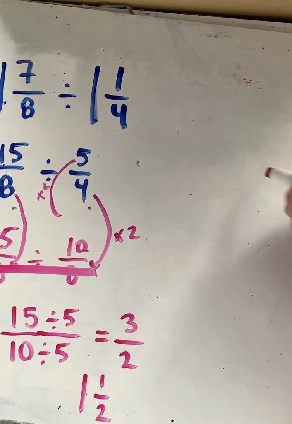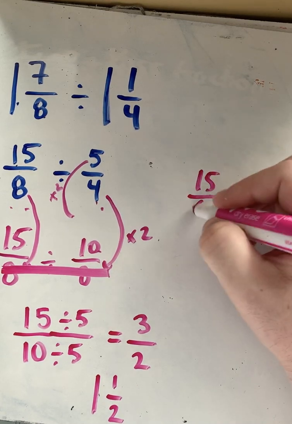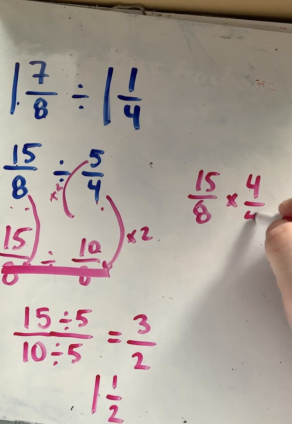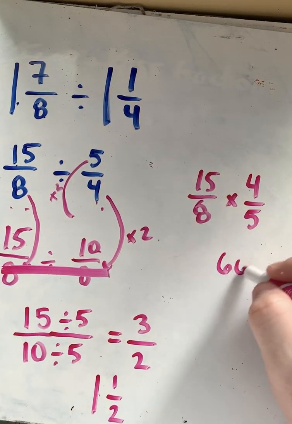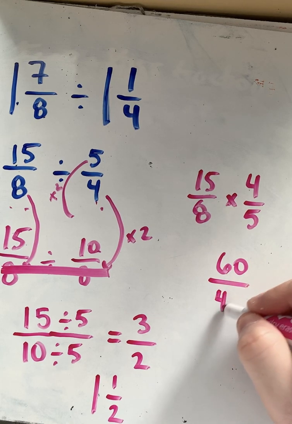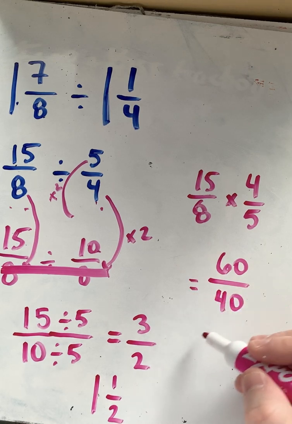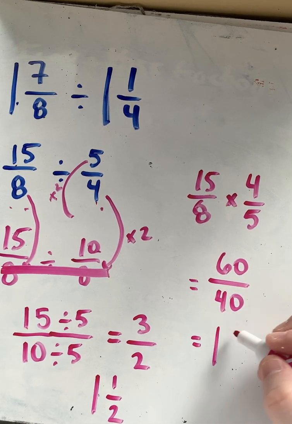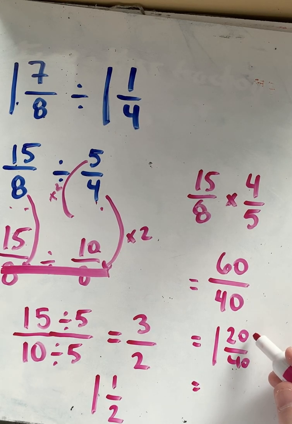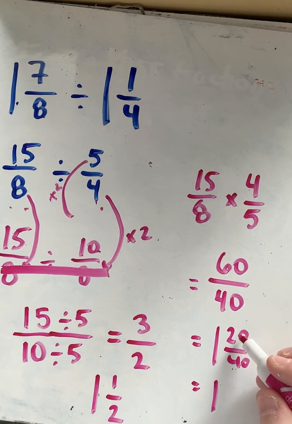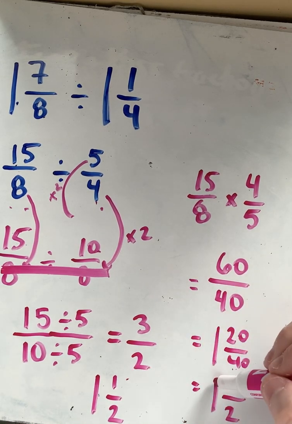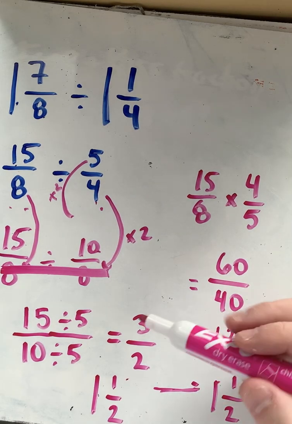If I go back to this stage, and I go 15 over 8 times 4 over 5, I've got 60 over 40, which means that I've got 40 goes into 60 once, with 20 over 40 left. 20 goes into both of these numbers, so 20 goes into 20 once, 20 goes into 40 twice. So the exact same math is coming through, right? But I'm just doing it in a different way.